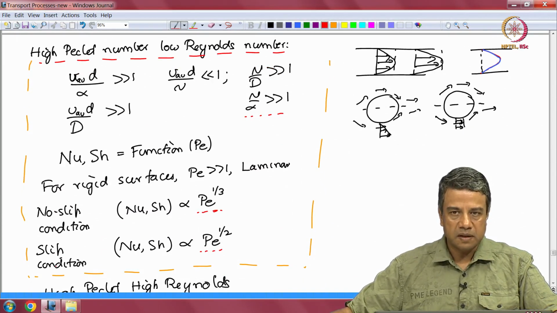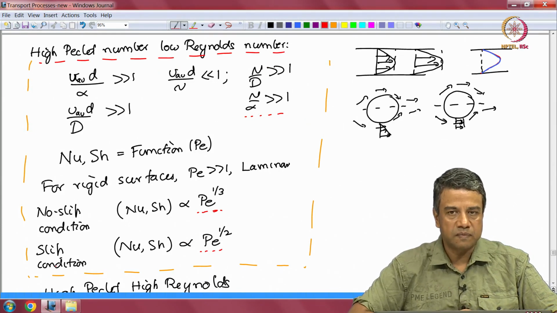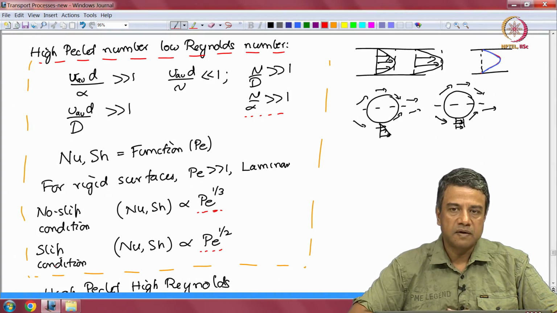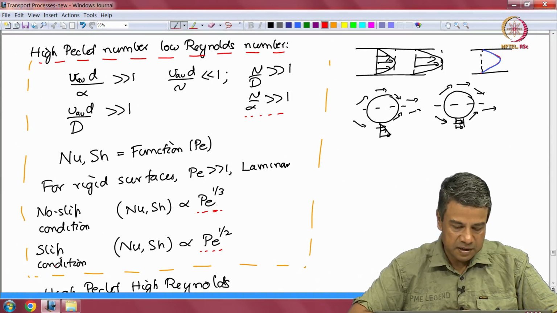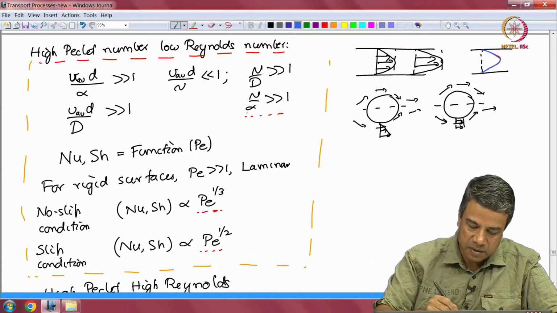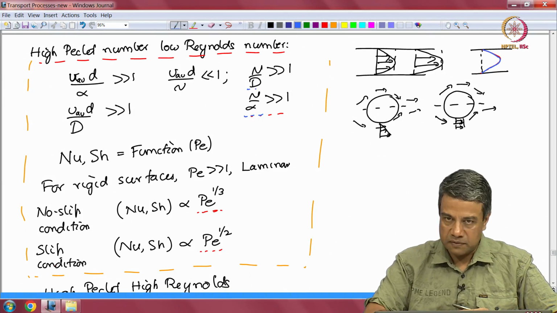High Peclet number and low Reynolds number. The Peclet number is the ratio of convection and diffusion of mass or heat. The Reynolds number is the ratio of convection and diffusion of momentum. So, you can have high Peclet number and low Reynolds number simultaneously only if the ratio of the momentum diffusion coefficient and the thermal diffusion coefficient, or the momentum diffusion coefficient and the mass diffusion coefficient, is large. In that case, you have a laminar flow.